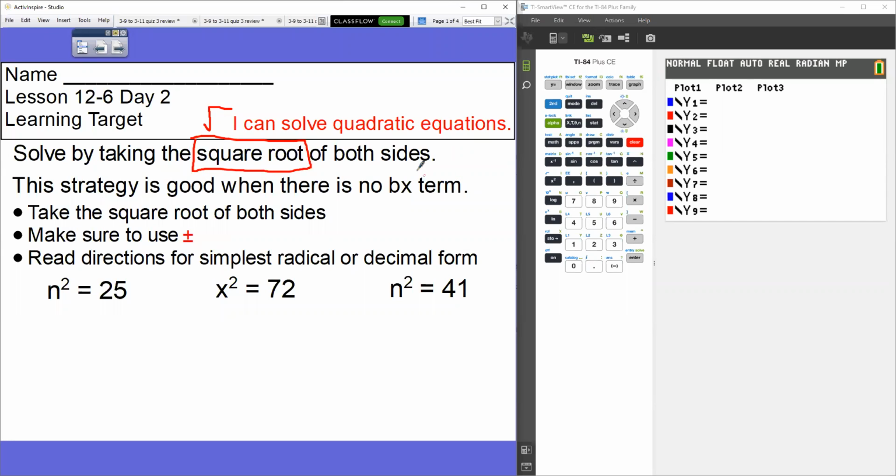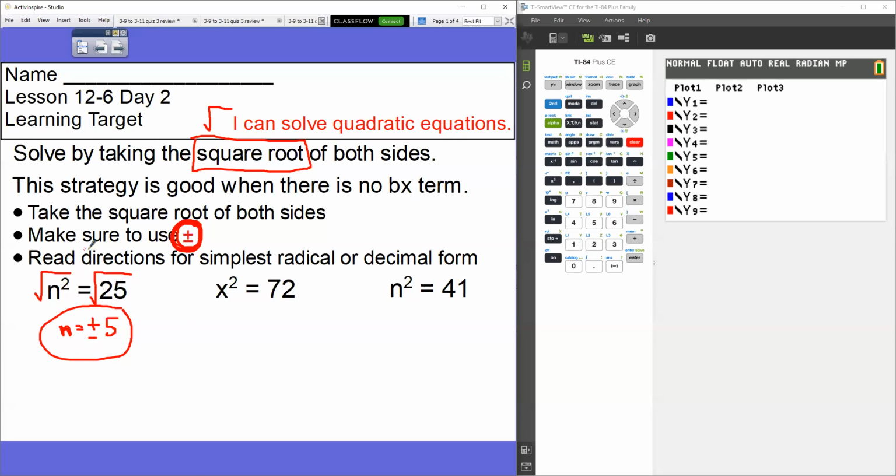Just like when you solve a normal equation, whatever you do to one side of the equal sign, you have to do to the other side. Make sure that whenever you take the square root, there is a plus or minus sign in front of it. The square root of 25 is really plus or minus 5. Squaring a number and taking the square root are just opposites of each other, so when you take the square root of a square, it's just that same letter. So n squared just turns into n, and we have n equals plus or minus 5. That would be our answer.